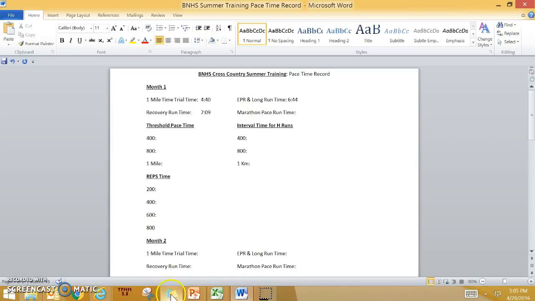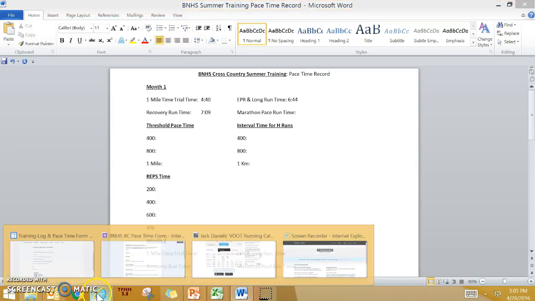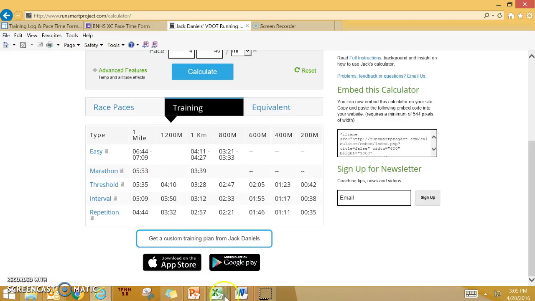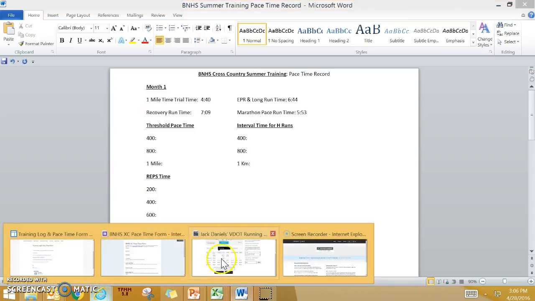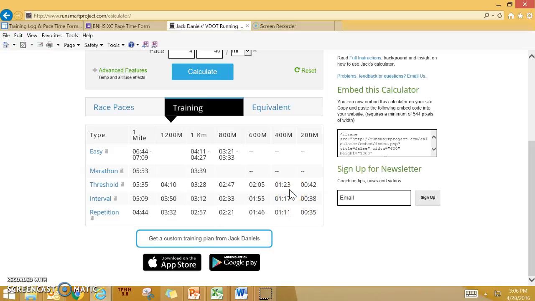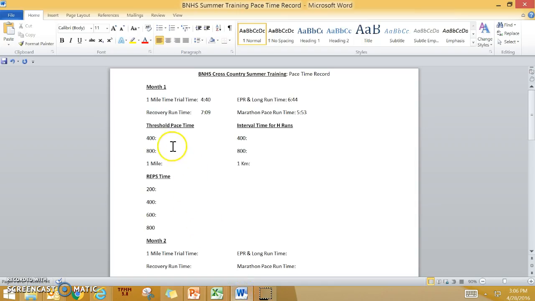All right, marathon pace run, or an M pace run. Look at my calculator under marathon. I want to run that at 5:53 a mile. And then now we're going to start looking at our threshold pace times for the 400, 800, and 1 mile. What do we need to run? Okay, so 400, 800, and 1 mile, I need to run a minute 23, 2:47, and 5:35. So I put that on here: a minute 23, 2:47, and 5:35. And guys, you'll be writing this in. You won't have to type it.